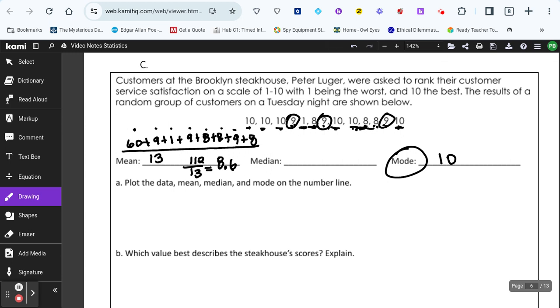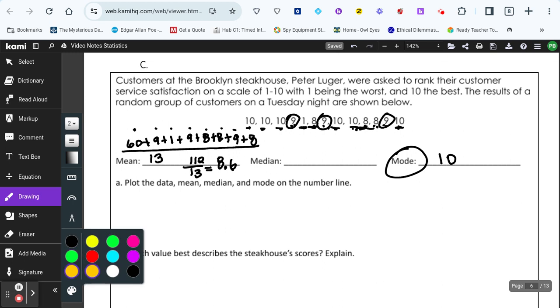Now, if you put these 13 numbers in order, then you would have 1 as the smallest. Let me do this one in a different color. You would have 1 as the smallest, and then you have three 8s, you have three 9s, and you have six 10s. 1, 2, 3, 4, 5, and 6. So I'm going to work my way to the middle number.